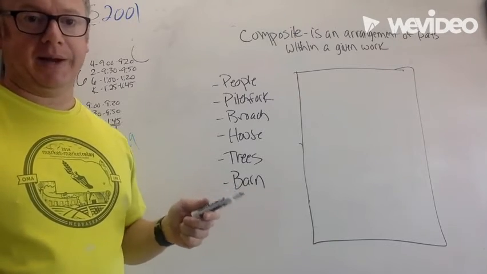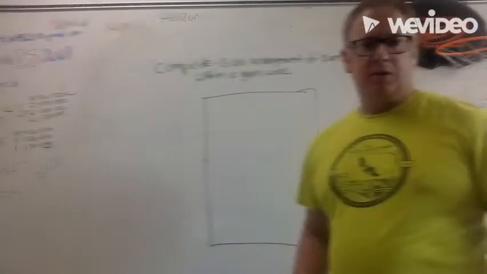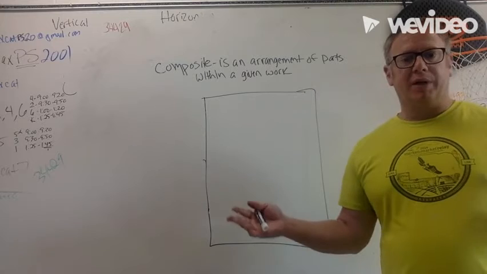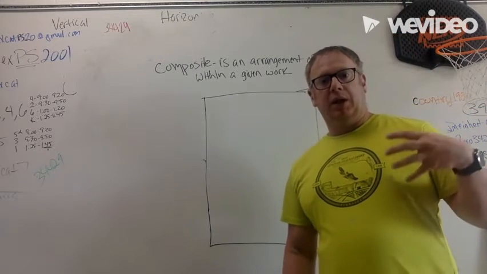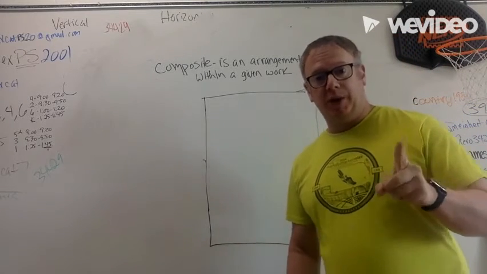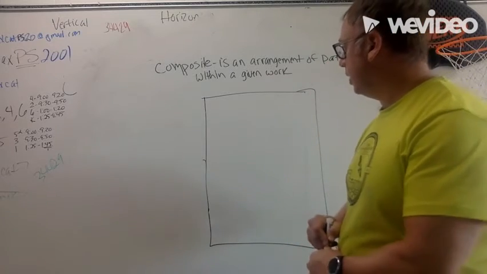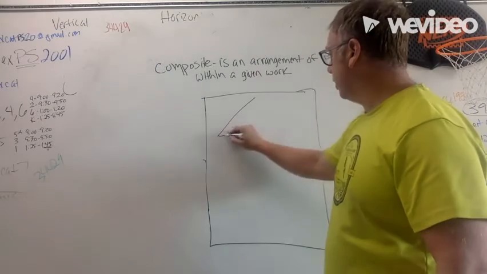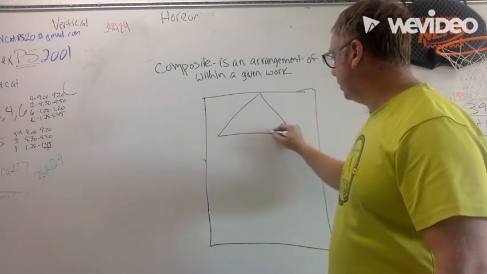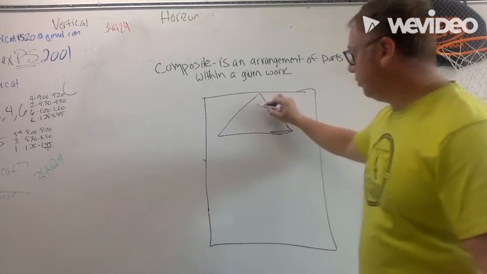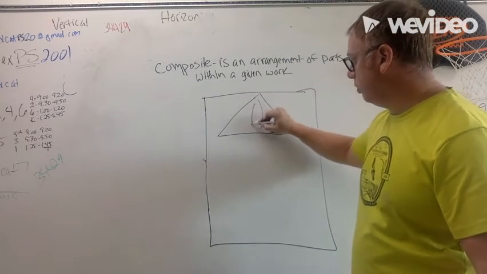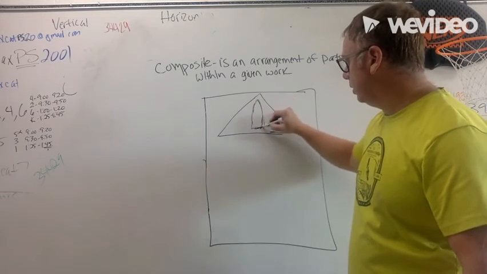So how do we set that up? So how do we put a composite together? I'm going to give you a brief overview of how it starts, and it all starts with the window. Okay, so at the top of your paper, we're going to draw a triangle, and inside that triangle is going to be the window. The window is going to fill most of the triangle, so don't make it small.